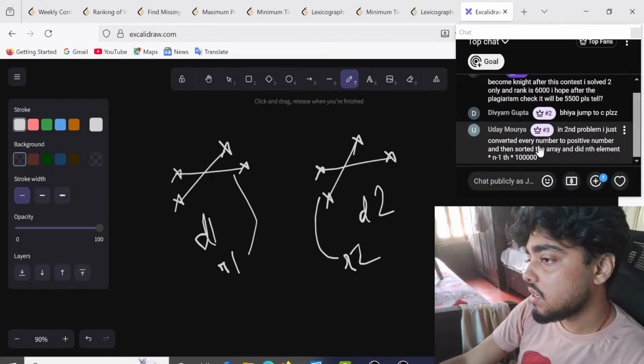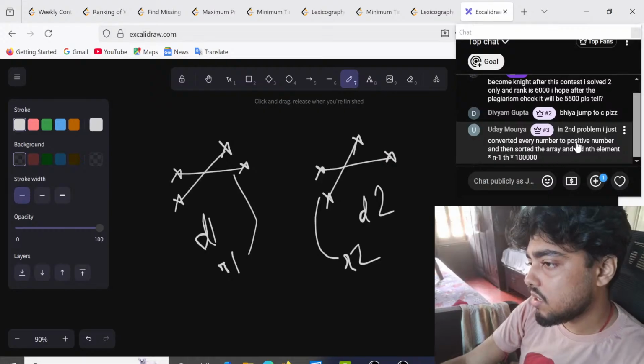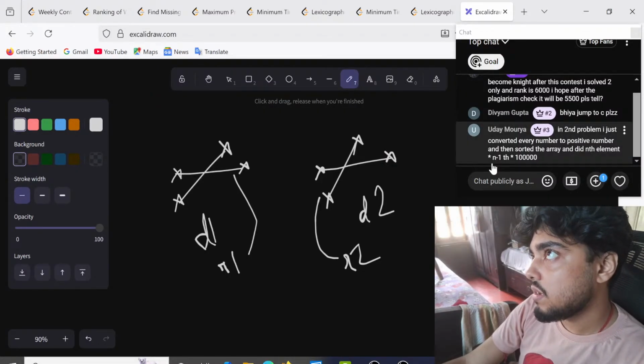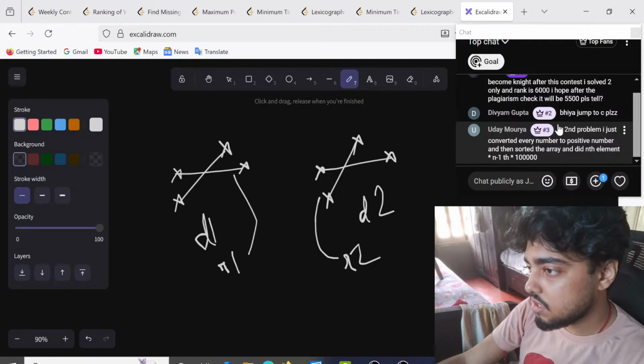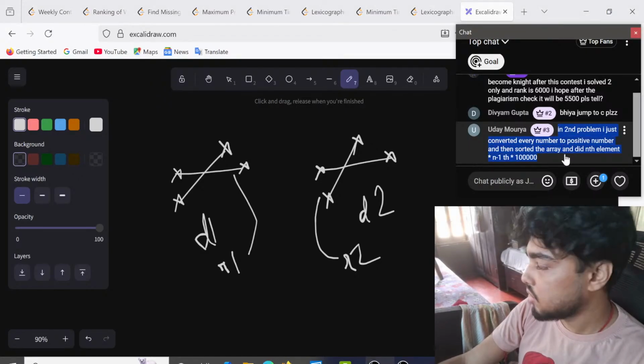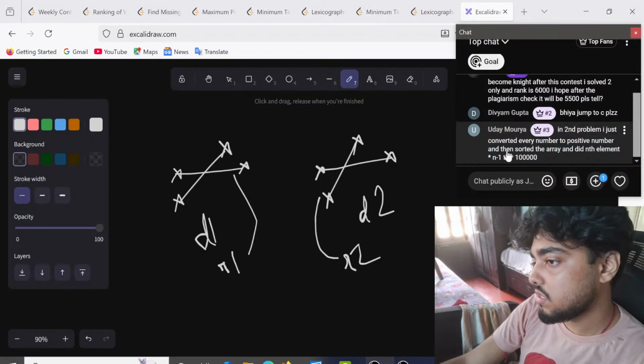In the second column, I just converted every number to positive and then sorted the array and took the nth element, n minus 1. Yeah, that is a better one. This is a better solution. Correct. No edge cases. No edge cases is the best solution.